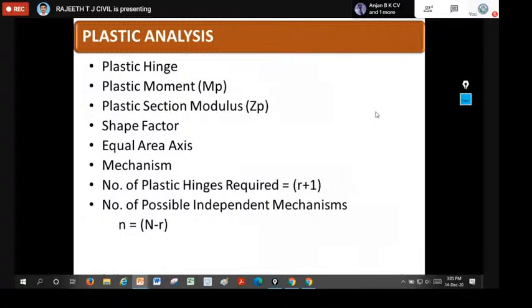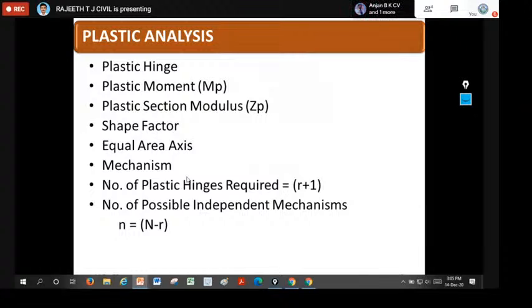Okay, now we'll move on to one of the important topics, plastic analysis. If you read the connections part and the plastic analysis part, it's more than sufficient. Definitely you're going to get one question either from plastic analysis or from connections, that is bolted or welded connection. So we'll see some of the technical terms which are involved in plastic analysis.